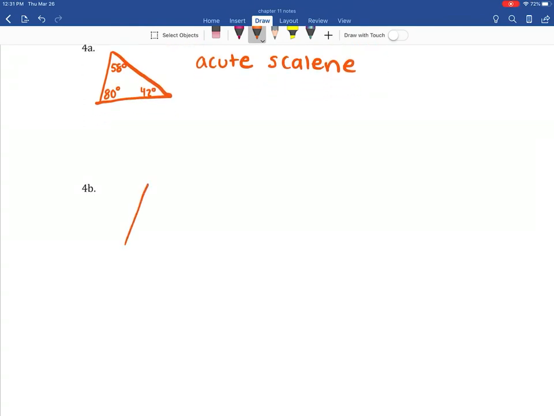Okay, this last one, so let's look at the angles first. All of the angles are smaller than 90 degrees. That means this is acute. I also notice that all of the sides have congruent marks on them, which means all of the sides are equal. This would be equilateral.